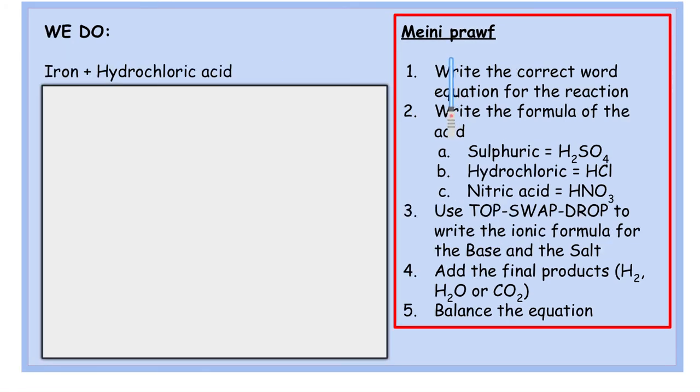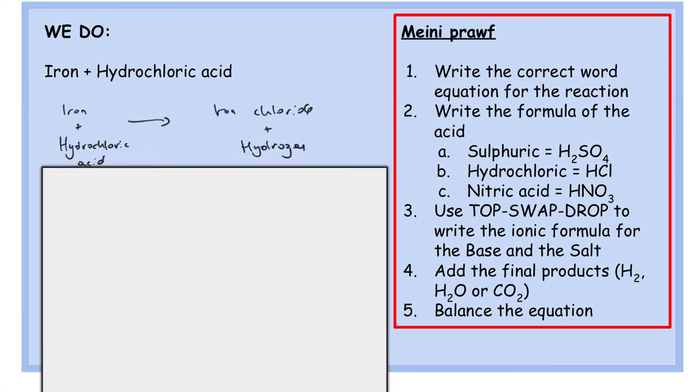So again, iron plus hydrochloric acid. The first place I'm going to start is writing the correct word equation for the reaction. So I can see, because it's a metal on its own, I've got iron plus hydrochloric acid gives me iron chloride and hydrogen. Okay.